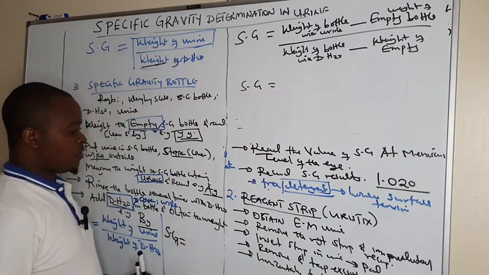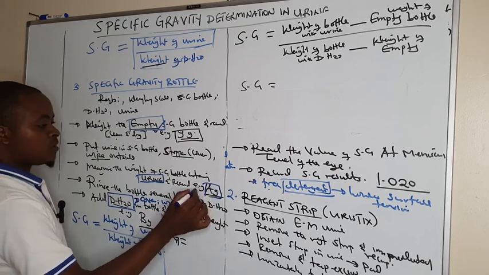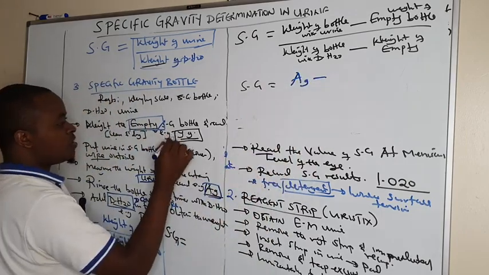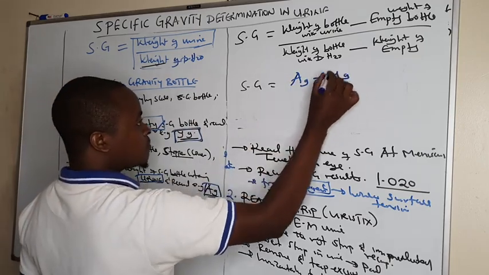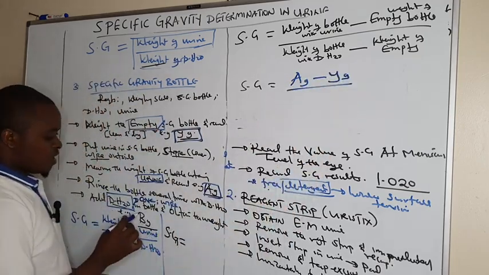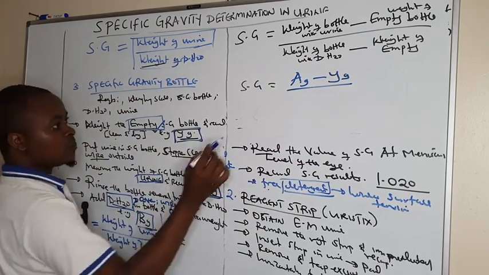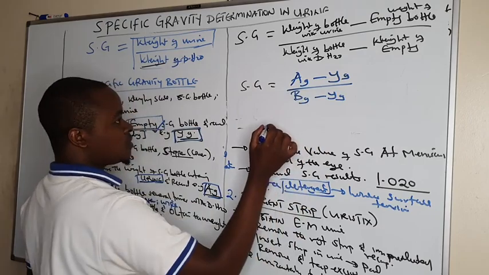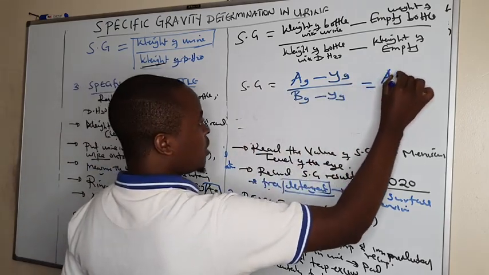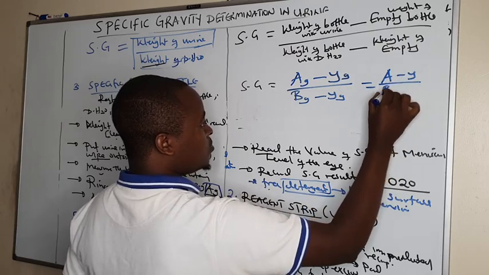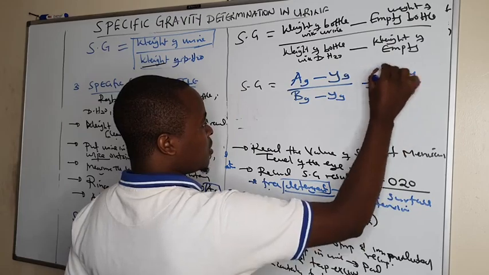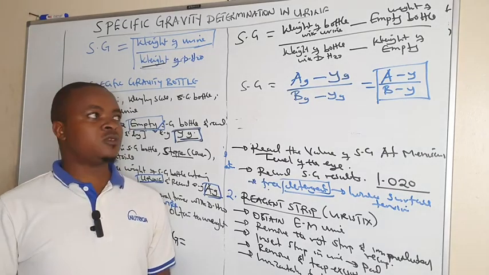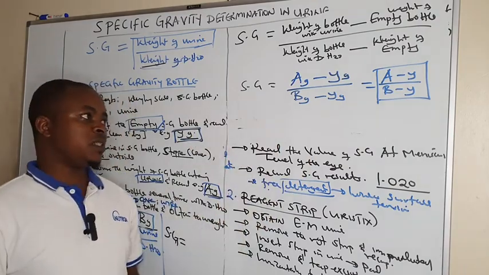The weight of the bottle with urine, we have seen it is 8 grams. So it is going to be 8 grams minus the one of the empty, which is y grams, over the weight of the bottle with the distilled water, which is b grams, minus the empty, which is y grams. So at the end, we are getting a minus y over b minus y as the answer. Grams go with grams. So this is the specific gravity, and that is how it is determined.